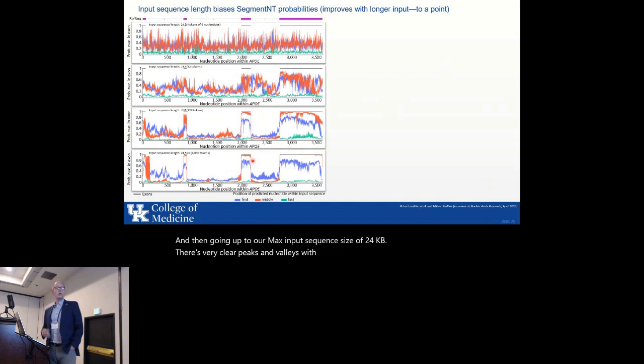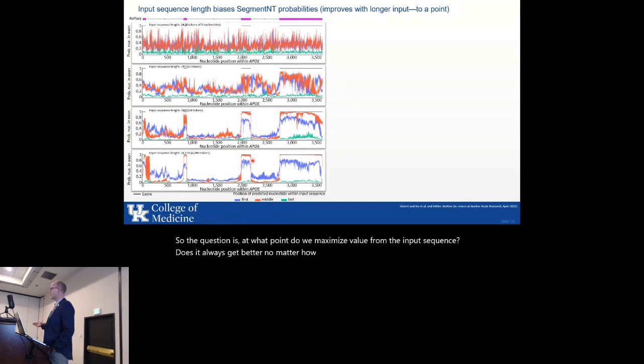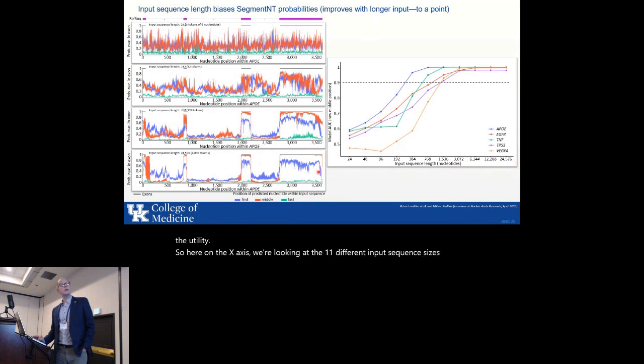So the question is, at what point do we maximize value from the input sequence? Does it always get better no matter how big the input sequence gets? The answer is no. There is a point where we quickly maximize the utility. So here along the x-axis, we're looking at the 11 different input sequence sizes that we included.